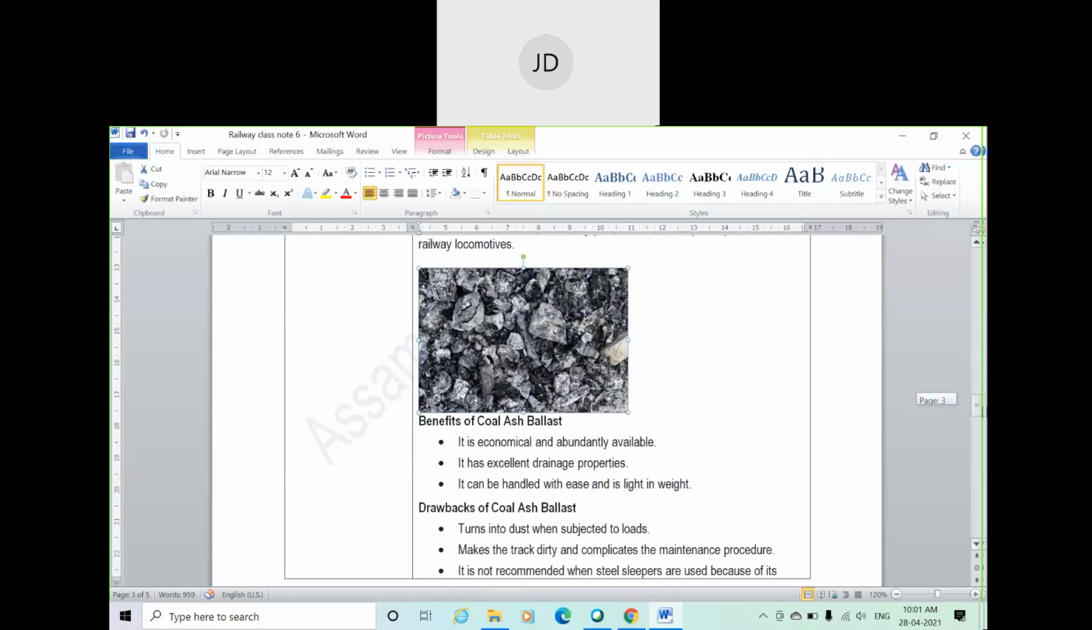So what are the coal ash ballast benefits? It is an economical and abundant material. Abundant means it's a waste material actually, so it is good to use a waste material.